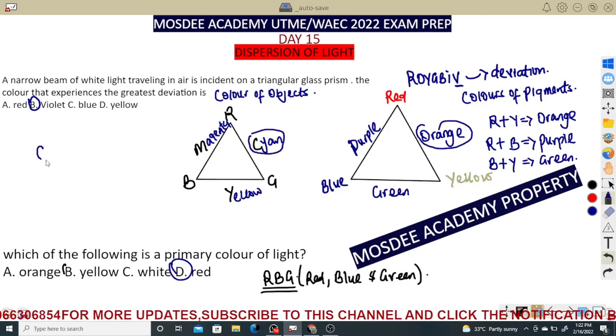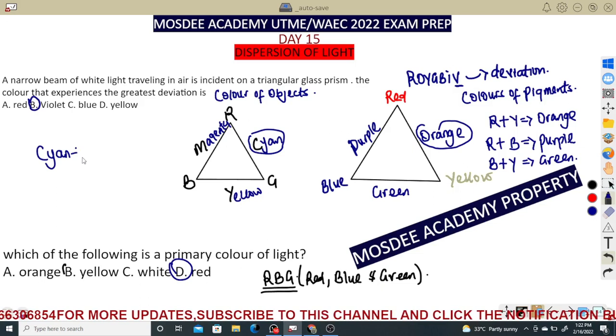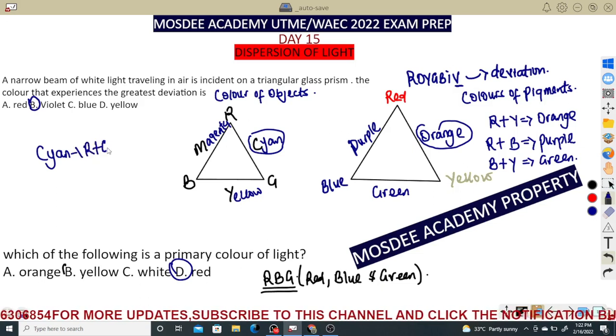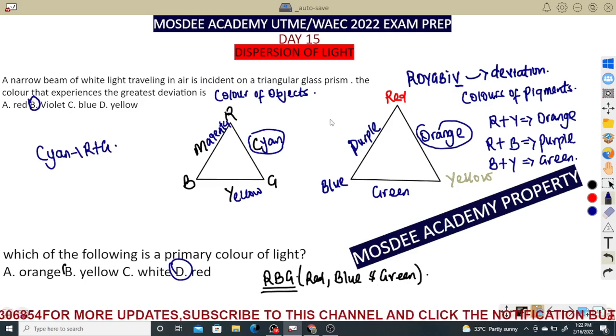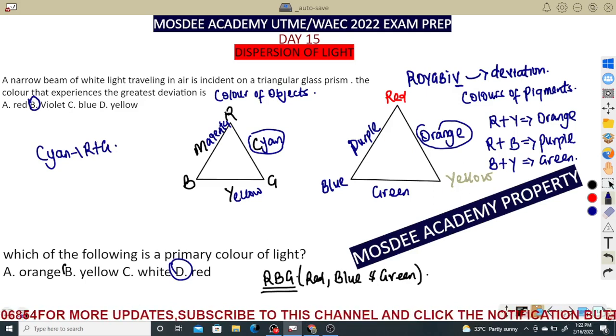Cyan is a mixture of what and what? Green plus blue. Hmm, what have I done? My green, dear student? I hope students can see that. So that means you need to know this color wheel by heart. So now you come here.